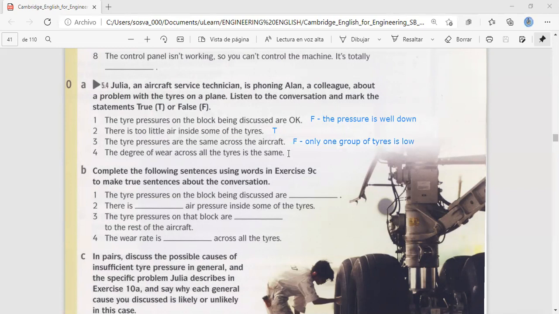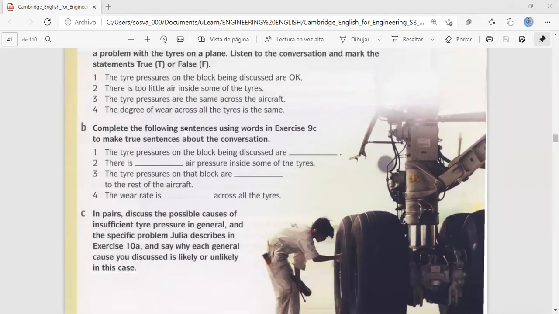And number 4, the degree of wear across all the tires is the same. Yes, it's the same. It's true, right? It's true. Perfect. Let me erase this, and let's continue with number 10b.